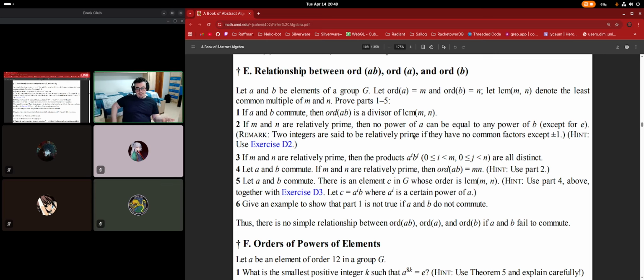Yeah, actually, I want to do this first one because I couldn't see a relationship between least common multiple and the fact that they commute. But anyway, let A and B be elements of a group G. We know that the order of A is M, and the order of B is N. And we're going to use this notation to denote the least common multiple of M and N. So here's the first thing: if A and B commute, then the order of AB is a divisor of that.